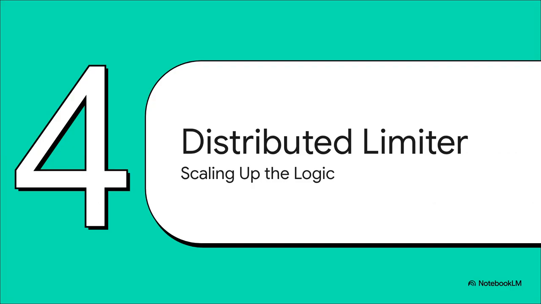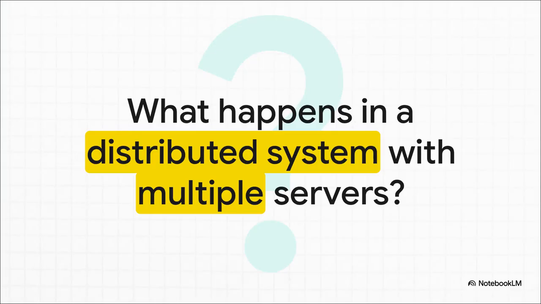Okay, now all these algorithms work just fine if you're running on a single computer. But in today's world, we have distributed systems with dozens, hundreds, maybe thousands of servers. And that's where things get complicated. Exactly. I mean, if each server has its own separate counter, what's to stop a user from just hitting server A until they're blocked, then hitting server B, then server C? The overall rate limit would be totally useless. We need a single source of truth for our counter.